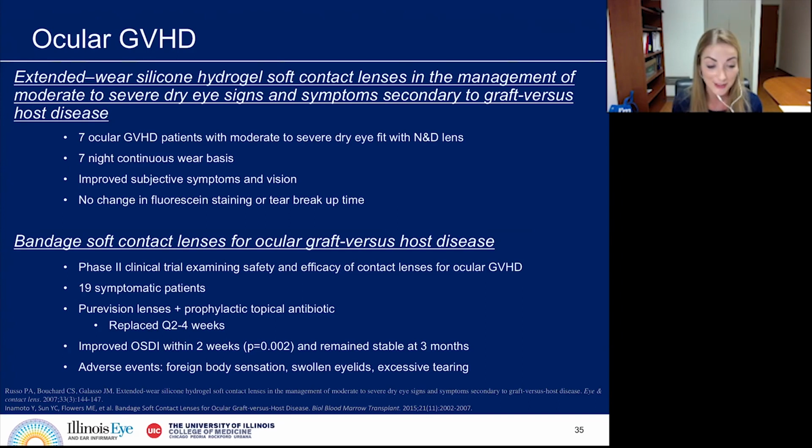So again, these studies are a little bit older, from 2007 and 2015, but there are a lot of daily disposable silicone hydrogel lenses available. And so in our clinic, we usually start with a daily disposable silicone hydrogel lens, and we'll consider a scleral lens if there is no improvement in symptoms or signs.